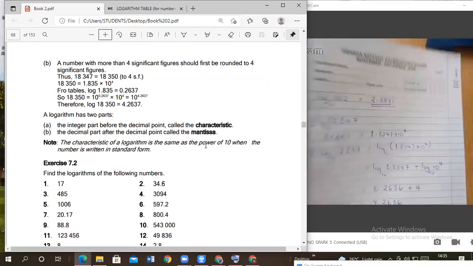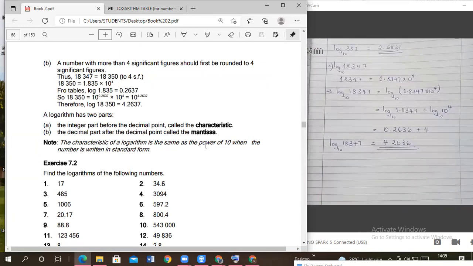No question. Okay. If there are no questions, now I want to give you the names. Are you seeing here? A logarithm has 2 parts. Part A, the integer part before the decimal point, is called the characteristic. Then the one after the decimal point is called the what? Mantissa.